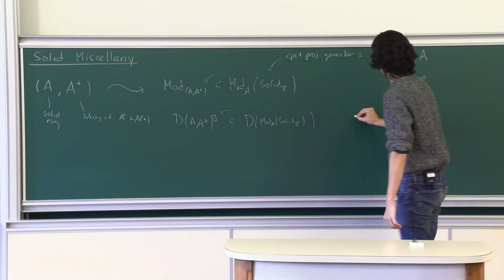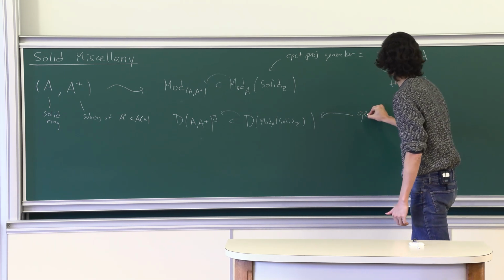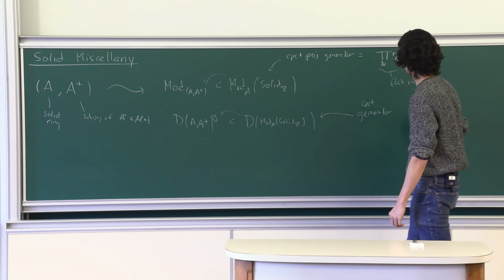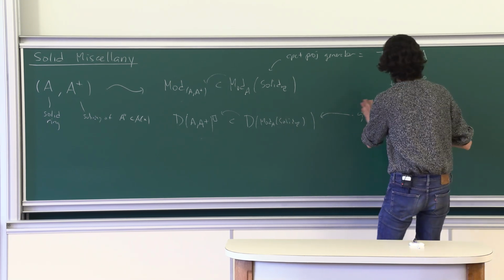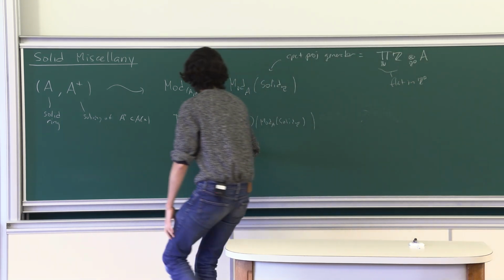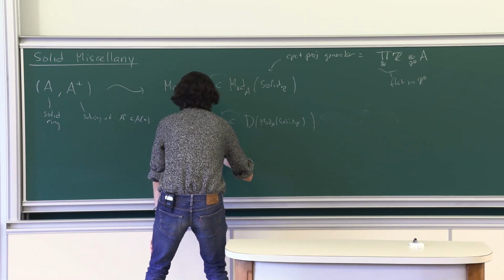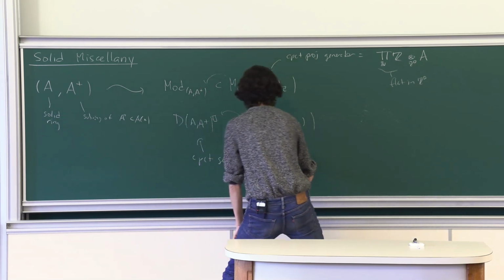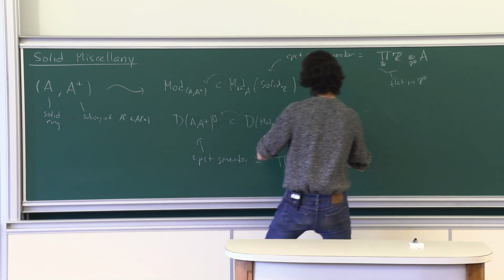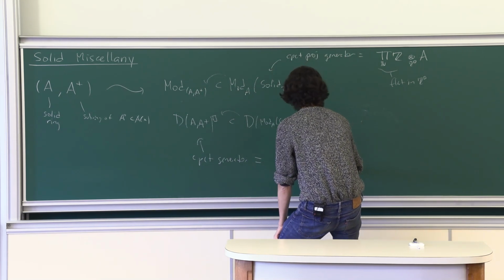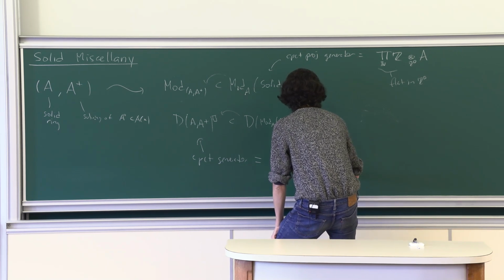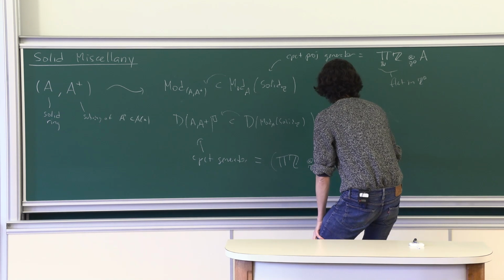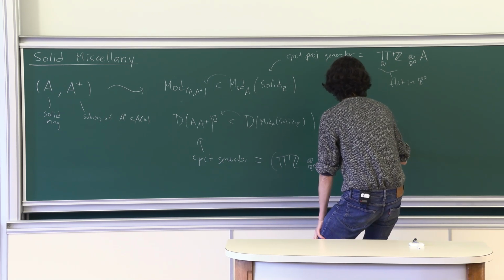But then what's the generator here? The compact generator of this derived category of this thing. So you take this object here and you localize it with respect to this derived localization functor. So you derived A plus solidify.